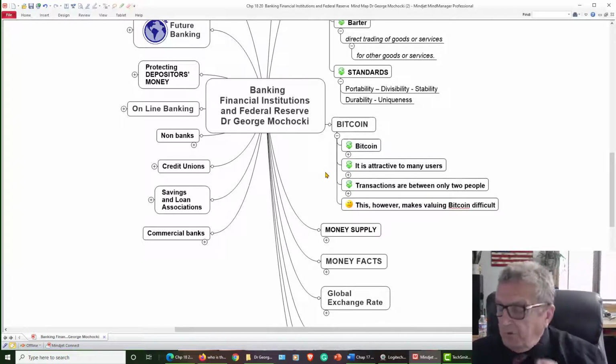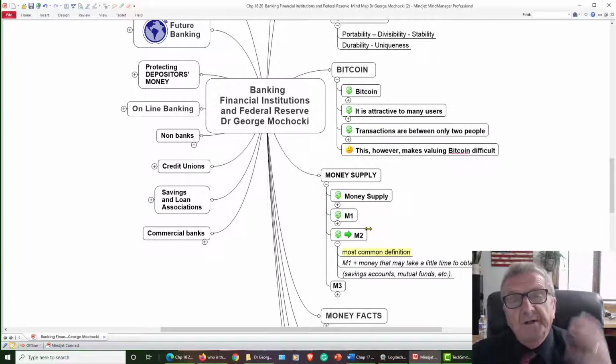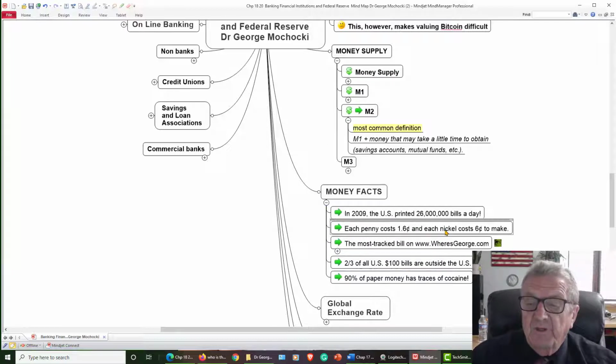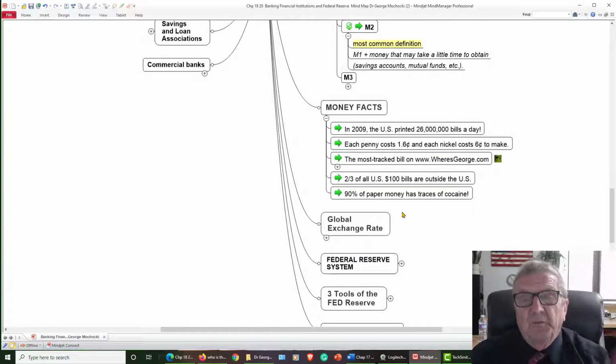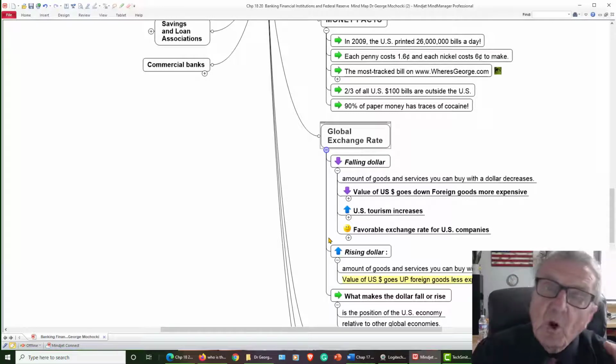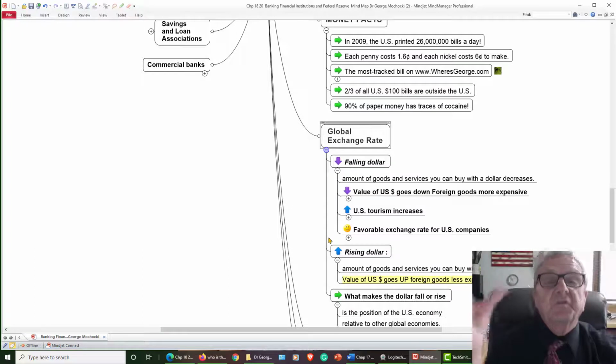So anyway, you've got Bitcoin, money supply. We'll talk about money supply, right? M1, the thing you've got to remember, M2 is what you use for economic calculations. The book did a nice job about everything else. It tells you about the back and forth, the global exchange rate, how much our dollar is worth. Remember, right now the U.S. dollar is the reserve currency for the globe.